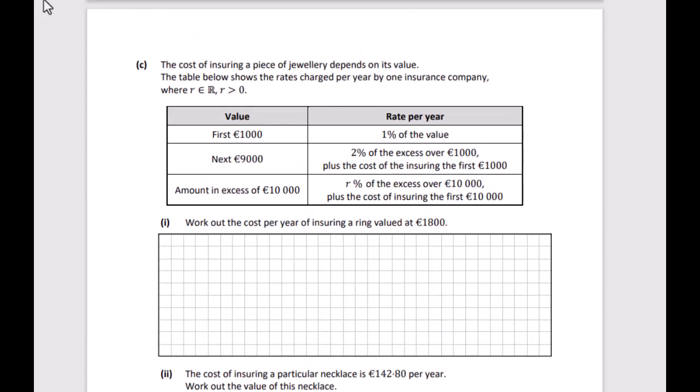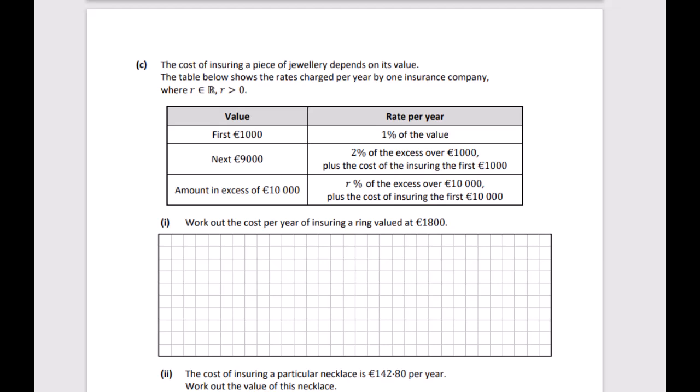The cost of insuring a piece of jewellery depends on its value. The table below shows the rates charged per year by one insurance company, where R is real and R is positive. So the first €1,000 of the value of the piece of jewellery is insured at a rate of 1%. After that, the next 9,000 is insured at 2%, and then after that it's R%. Now work out the cost, and you have to add on the previous values as well. Work out the cost per year of insuring a ring valued at 1,800.